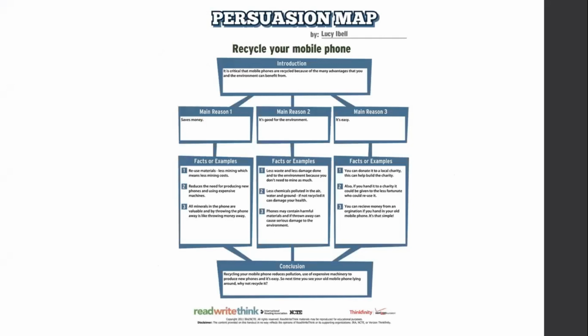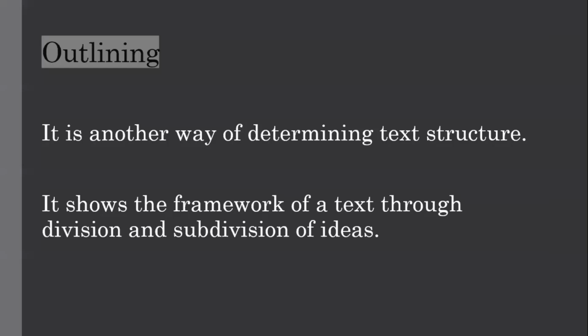So this is an example of a persuasion map. It shows the position of the author that people should recycle their mobile phones. So it contains its introduction, followed by the main reasons. Then after that, the facts that are used as supporting evidence. And then the last part, it's the conclusion. And we also have outlining. So it is another way of determining text structure. It shows the framework of a text through division and subdivision of ideas. So there are two types of making an outline, the sentence outline and the topic outline.